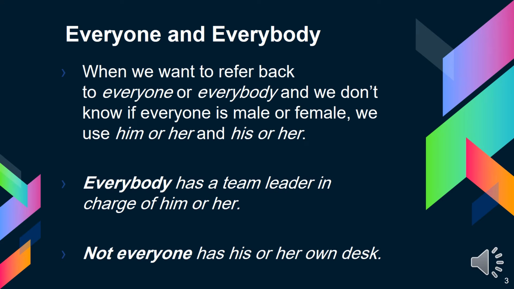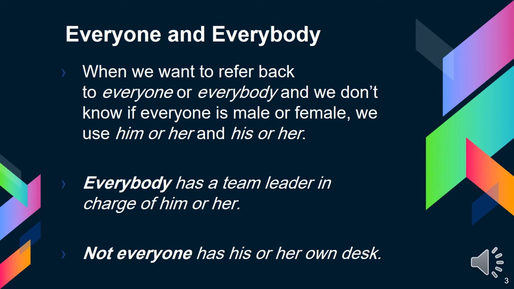First, let's remember some of the special rules about pronouns, everyone and everybody. When we want to refer back to everyone or everybody, and we don't know whether it is a woman or a man in the sentence, everyone is singular. We use "him or her" as a phrase. We don't choose between them. We use both words. And "his or her", also these three words, we use them in the sentence.